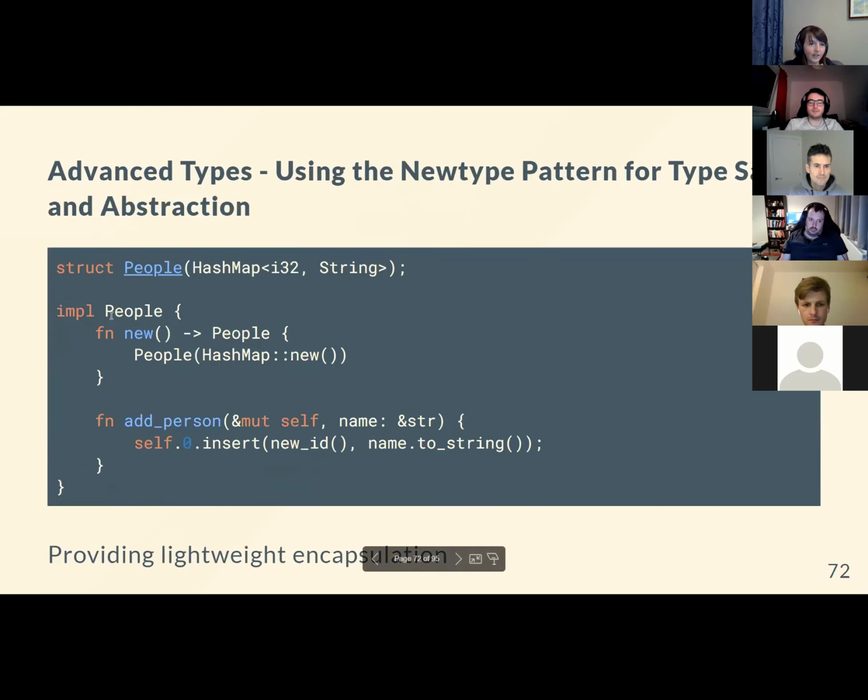And this is what that would look like. So you've got your simple tuple struct, which just contains a hash map. We've implemented new so that we can easily create one without showing them the inner type. And then we've said, okay, add person, this API is just take a self, take the string, and then insert it. But we'll call a new ID method internally to generate that GUID, which is a really lightweight encapsulation that's very, very easy to do. And that's something that you'll see a lot in terms of why you might use the new type pattern.